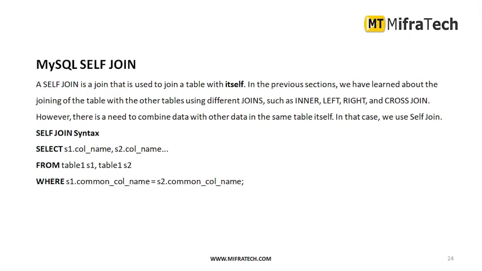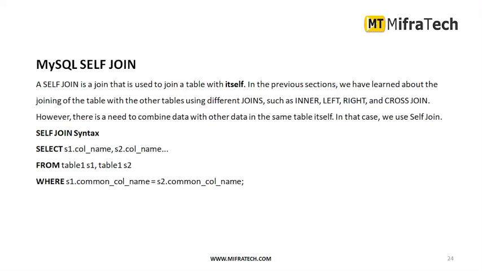MySQL, next MySQL self join. A self join is a join that is used to join a table with itself. In the previous sections we have learned about joining a table with other tables using different joins such as inner, left, right and cross join. However, there is a need to combine the data with other data in the same table itself. In that case we use self join.